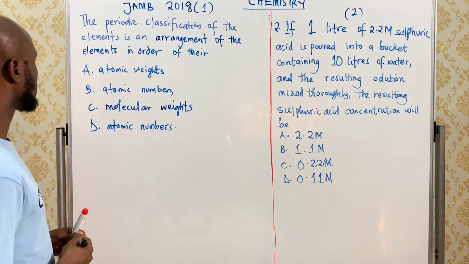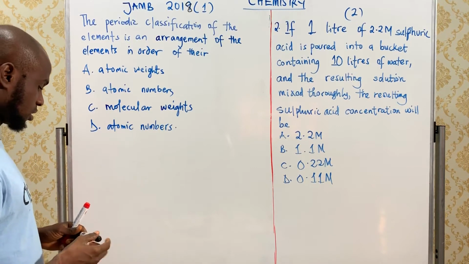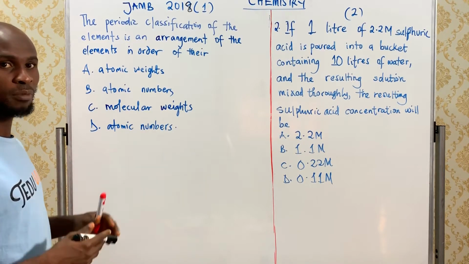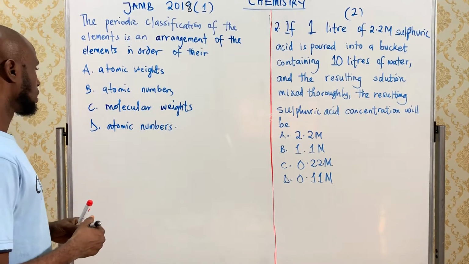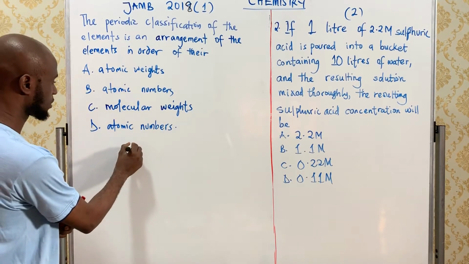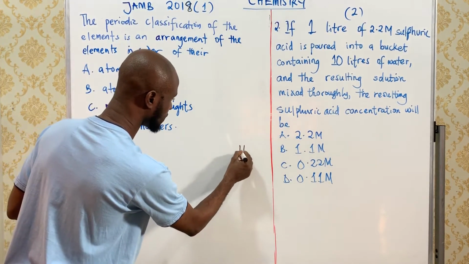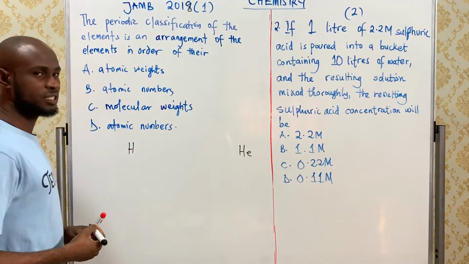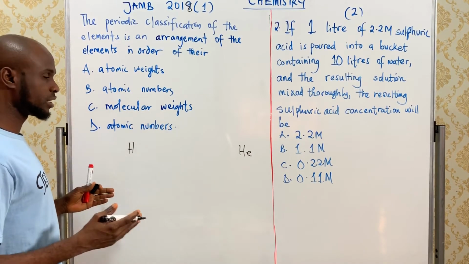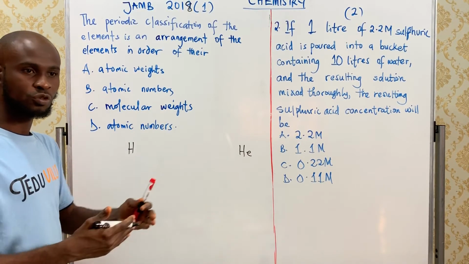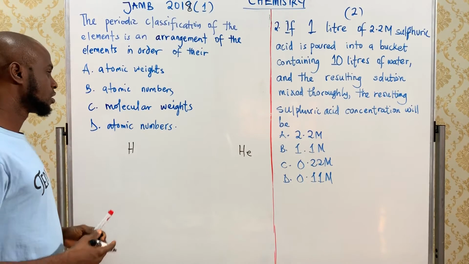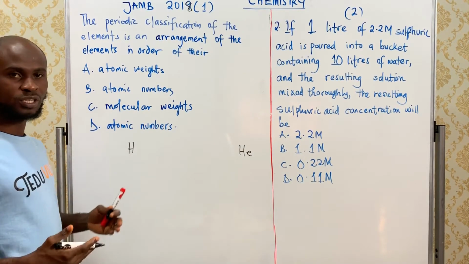The definition here on the board is the definition for the modern periodic law of the periodic table, which says that the properties of elements are a periodic function of their atomic numbers. It means elements are arranged in the periodic table according to increase in atomic number. For example, let's arrange the first 20 elements.